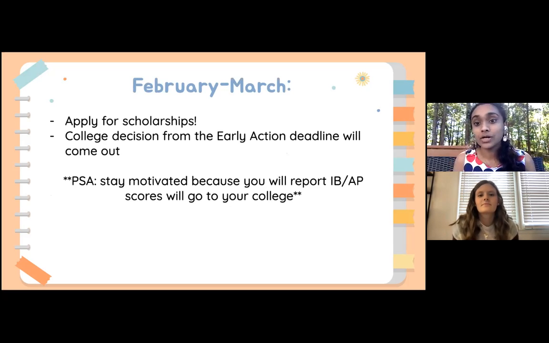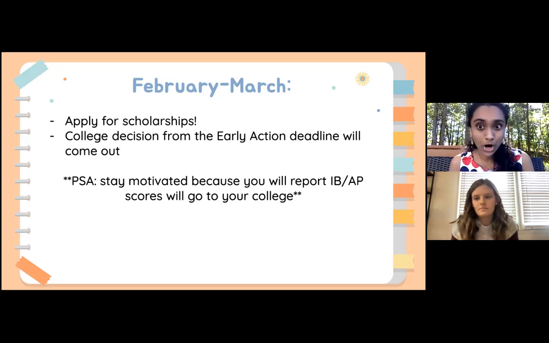And then February through March is long away, but this is when you want to apply for your scholarships. So once again, those spring scholarships are out there. And then college decisions from early action or early decision deadlines will come out. So make sure you look for those. And then once again, stay motivated because your IB and AP scores will go to your college.